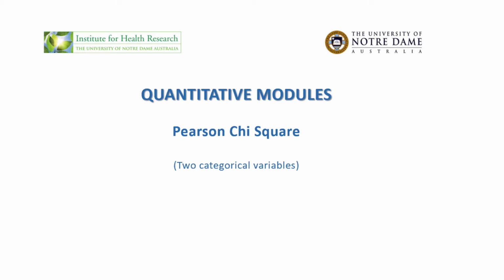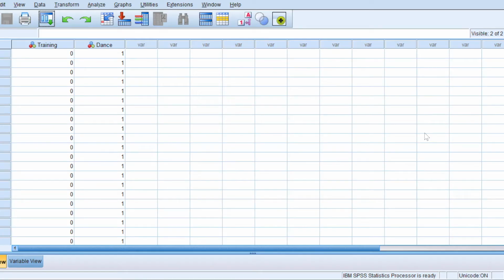This module will detail how to run a Pearson's chi-square model. Pearson's chi-square analysis enables you to investigate associations between two categorical variables. Because of this, Pearson's chi-square is considered a non-parametric statistical test.